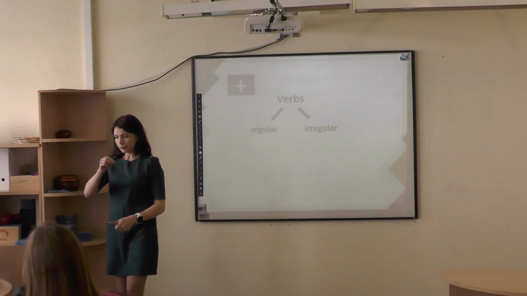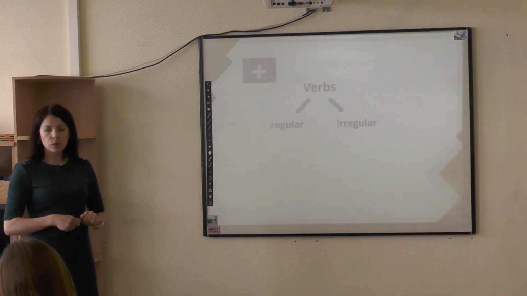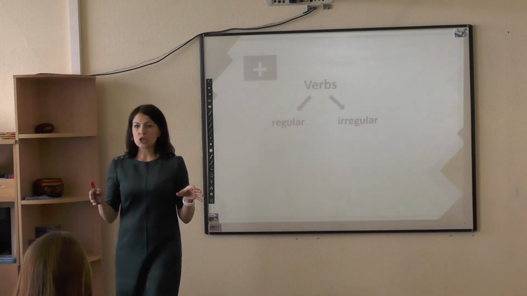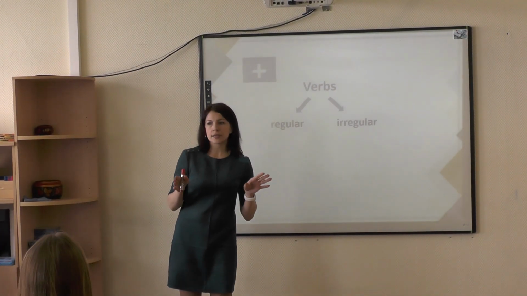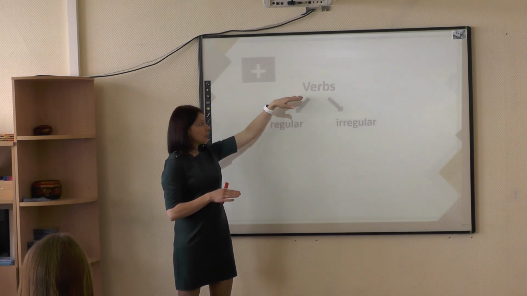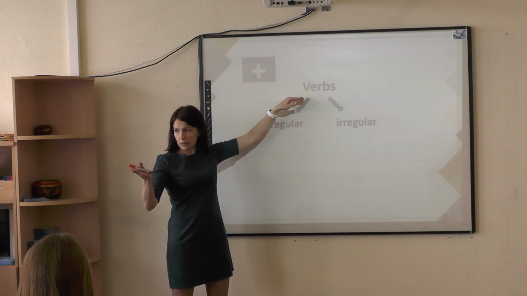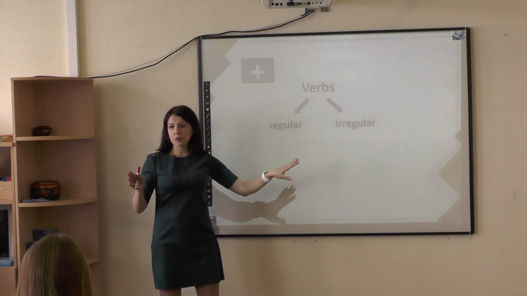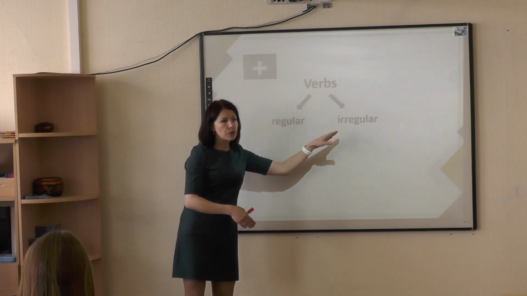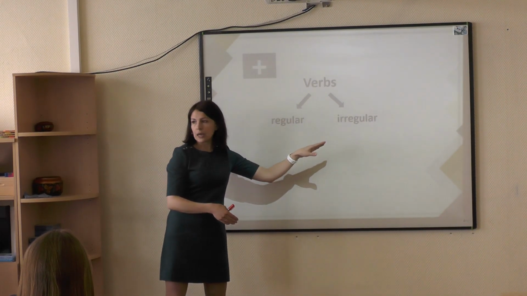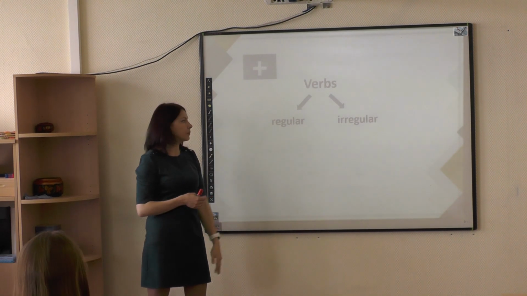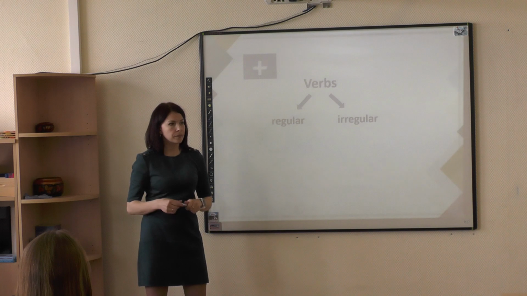Positive forms. Write in your copybooks. So for positive sentences, we should remember that there are two types of verbs. Verbs means глаголы. Yes. So there are two types of verbs. Write them: regular verbs and irregular verbs. Правильные, неправильные глаголы. You may write regular and irregular.